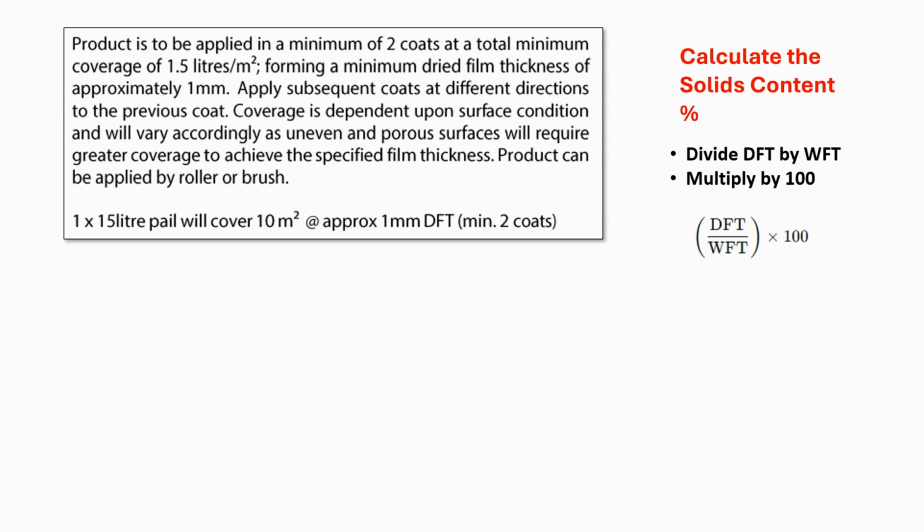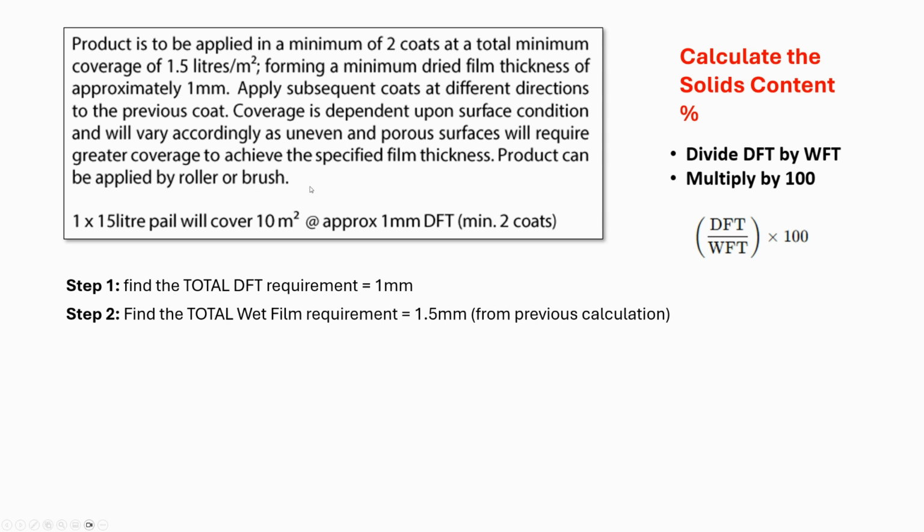What if we want to know the solids content percentage, which is a good metric to have? Sometimes we just want to understand how thick this membrane is. We can get that information from the same blurb of information. Remember the triangle. We only need 2 bits of information to work out anything. So step 1, find the total dry film thickness requirement. In this case, it's 1 millimetre, the minimum dry film thickness of approximately 1 millimetre.